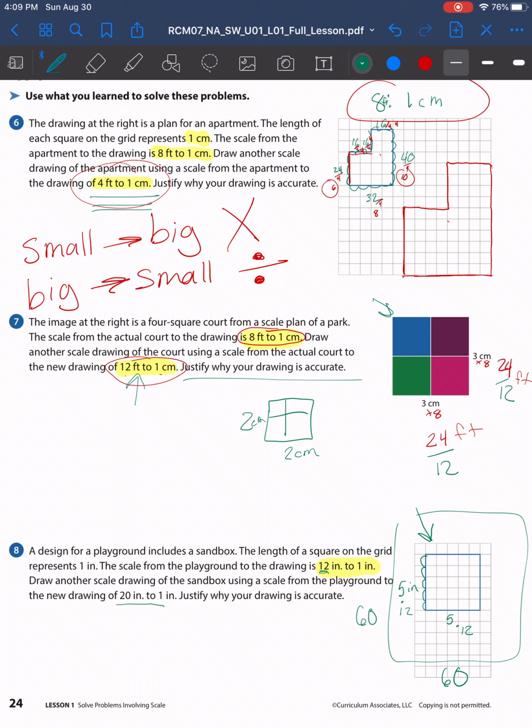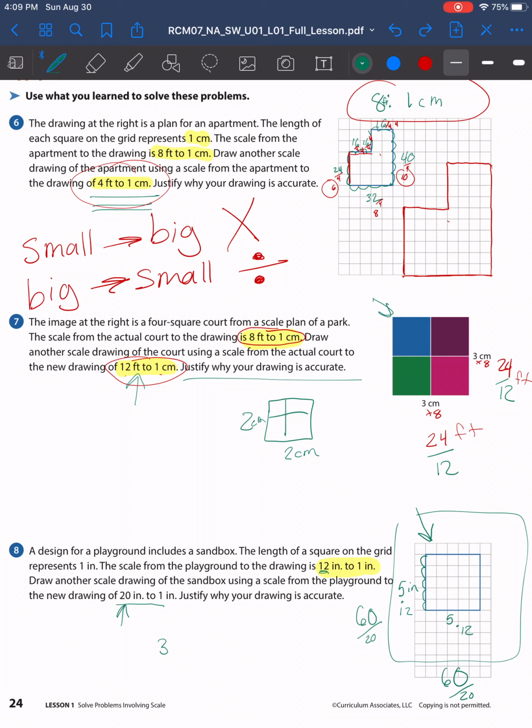So now I'm going to take my actual and shrink it back down with a scale factor of 20, okay? So now I'm going to divide by 20. 60 divided by 20 is 30, which means if I were to redraw this, wait, no, that'd be huge. Sorry. 60 divided by 20 is 3.